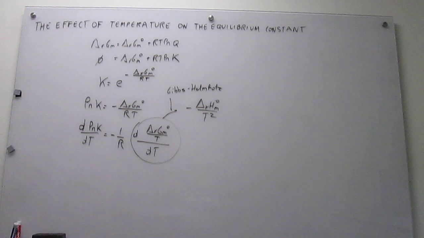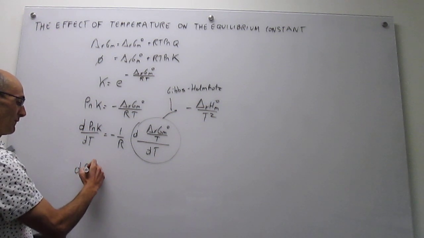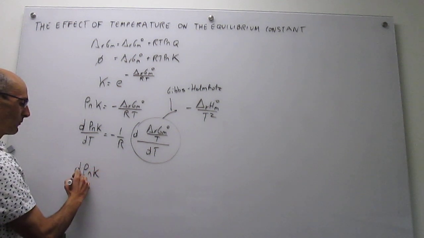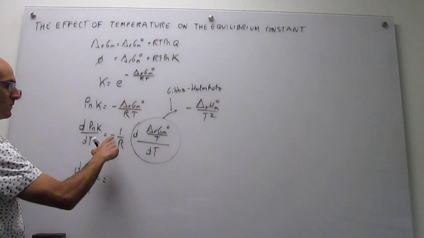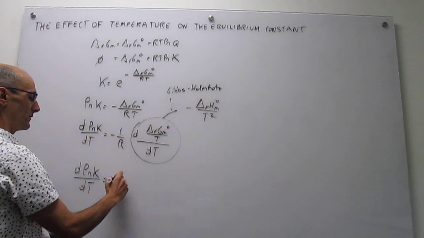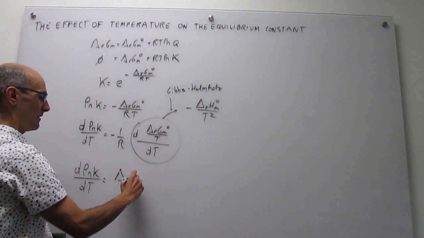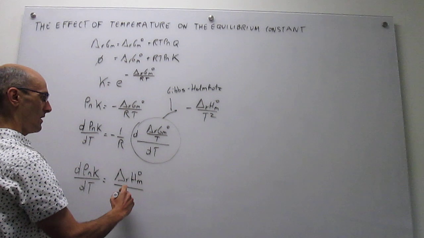So we can then make great progress here. We can say that the first derivative of the natural log of the equilibrium constant with respect to temperature is going to be equal to, this minus sign is going to cancel with that one, so what we have here is simply delta RHM over RT squared.